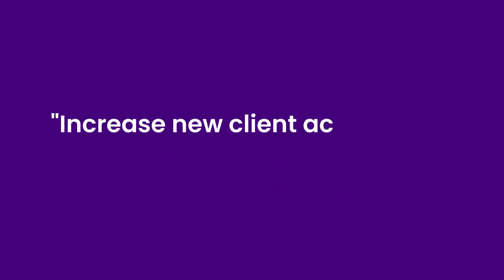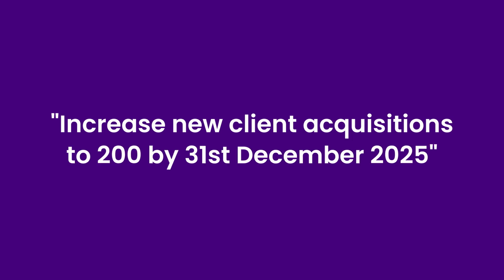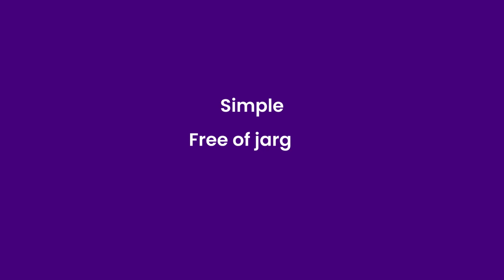For example, increase new client acquisitions to 200 by 31st December 2025. Starting with a verb forces you to be specific about what you're trying to achieve. A metric and unit ensure your KPI is measurable, and a deadline helps keep you timely on your progress. KPIs should be simple, free of jargon, and easily understood by everyone in the organization. They need to be concise and kept to 1 sentence long.